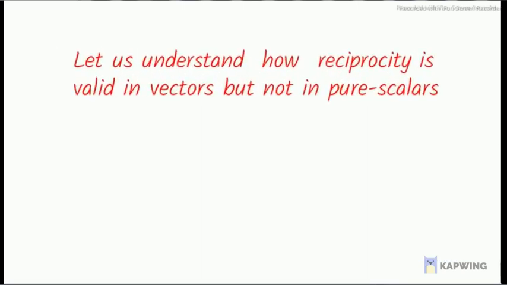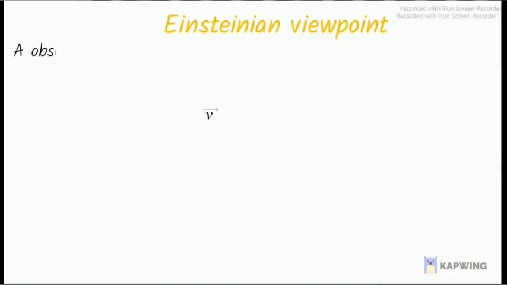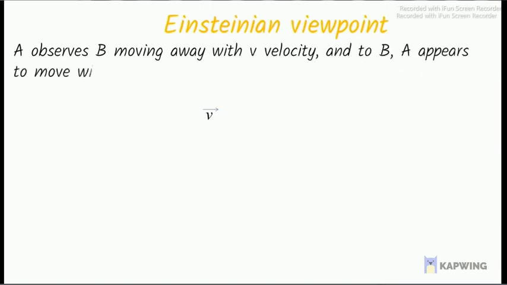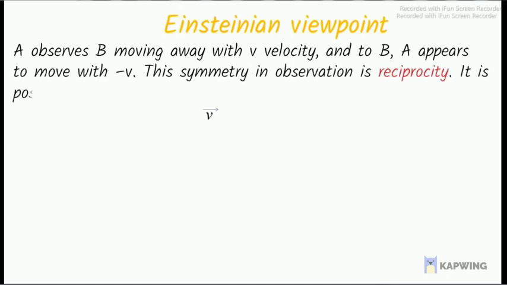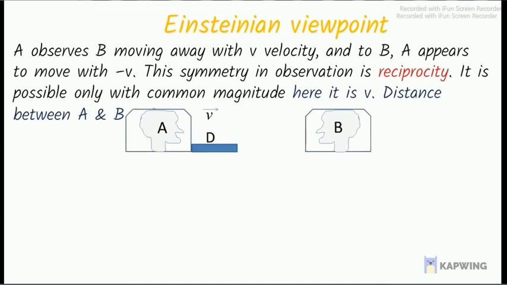Let's understand how reciprocity is valid in vectors, but not in pure scalars. Reciprocity is possible only when one frame is motionless with the other moving. Einsteinian viewpoint: A observes B moving away with V velocity, and to B, A appears to move with minus V. This symmetry in observations is reciprocity. It is possible only with common magnitude. Here it is V. Distance between A and B is D.